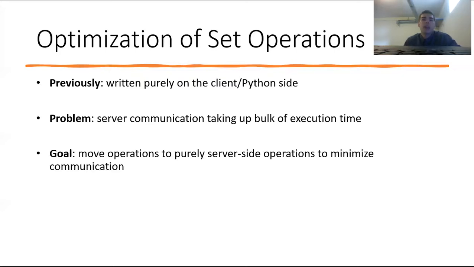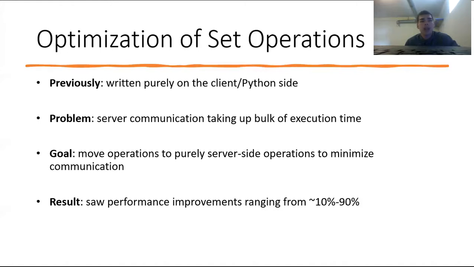And so this is the problem that we set out to fix in this optimization, where the goal was to move these set operations to purely server-side methods, where they would only require a single message of communication to be sent from the server to the client, where previously a single set operation was using about 10 messages each. So 10 communications to the server was taking up a lot of time previously. And so the final result of this effort was performance improvements to the set operations ranging from about a 10% increase all the way up to around a 90% increase in the best case.